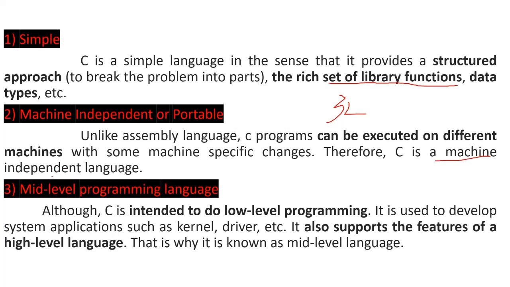As we discussed earlier, C is also called mid-level programming language because C is intended for low-level programming. It is used to develop system applications such as kernel and driver. So C is mainly used to develop the kernel and drivers. It also supports the features of high-level language, sometimes only. So it is known as mid-level language.